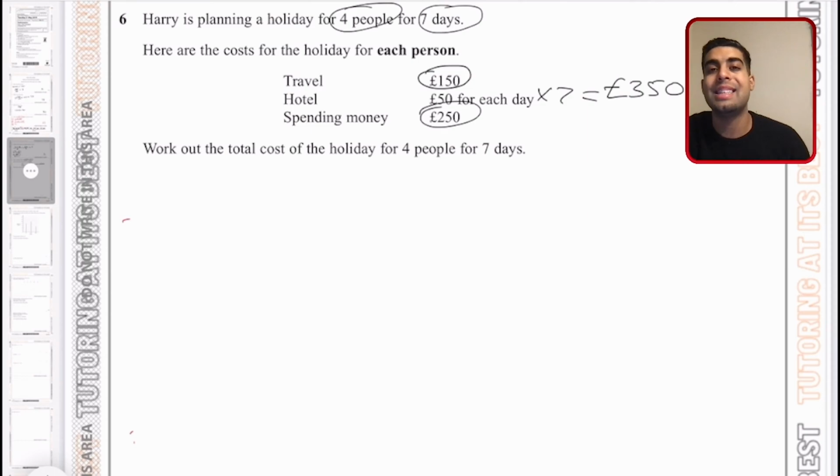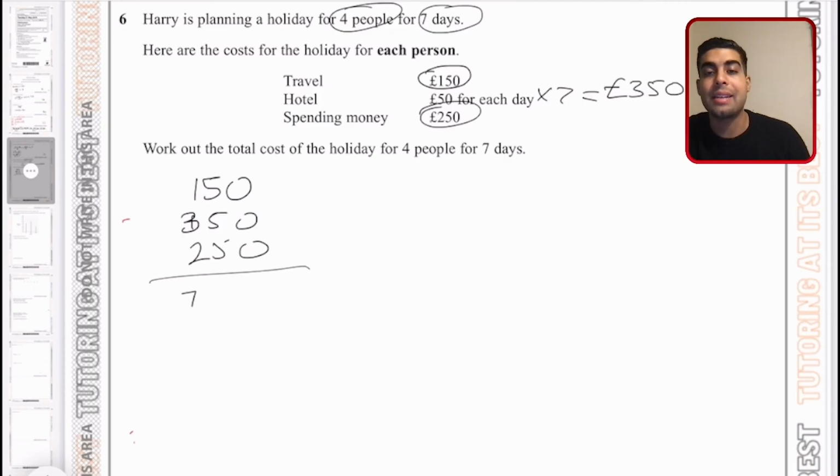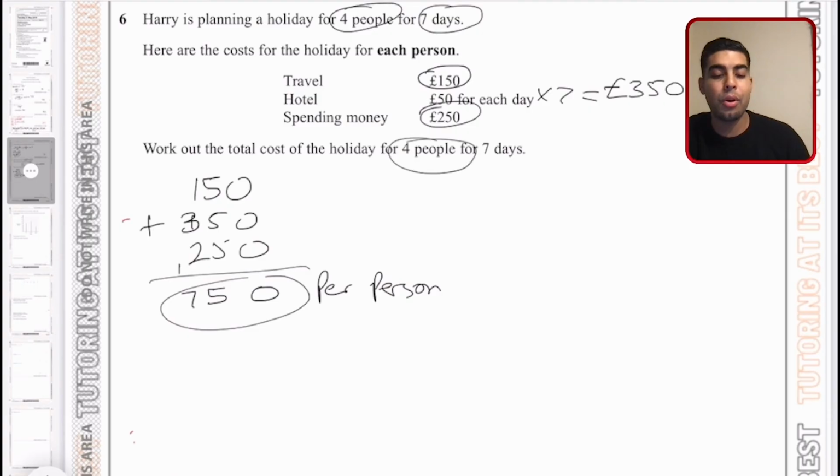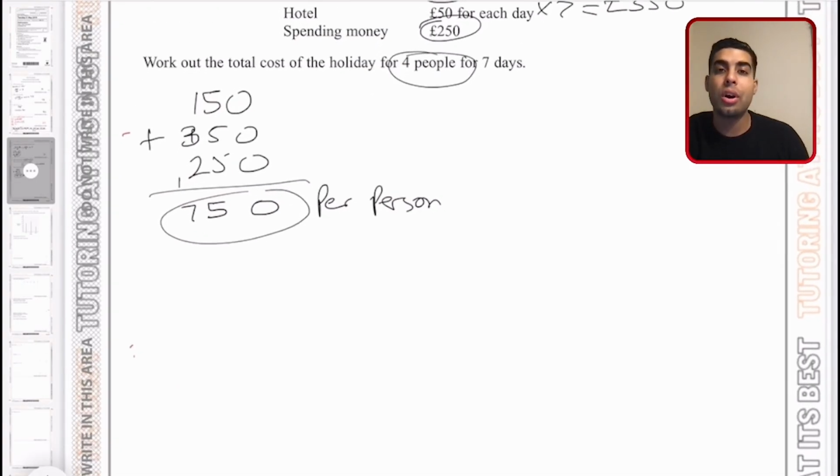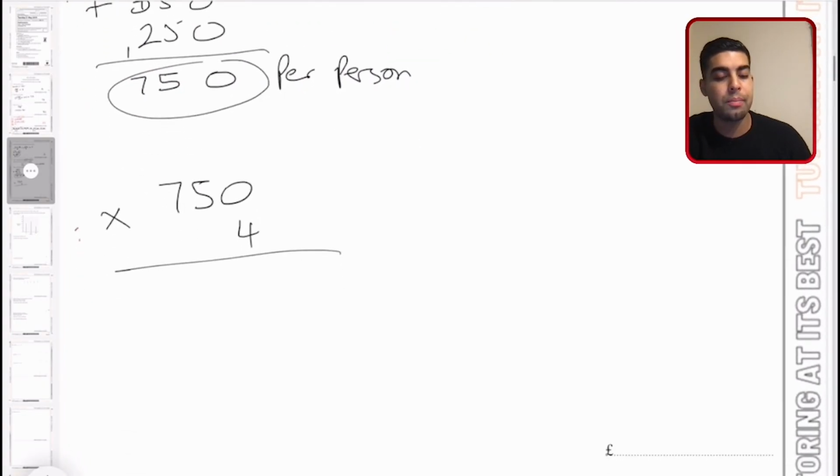So now we can go ahead and add up the total cost. So we have 150, we have 350, and we have 250. And if we add that together, that gives us 750. So now we know it costs £750 per person. We now need to multiply that by 4 because we need to work out the total cost for 4 people. So again, let's go ahead and multiply 750 by 4.